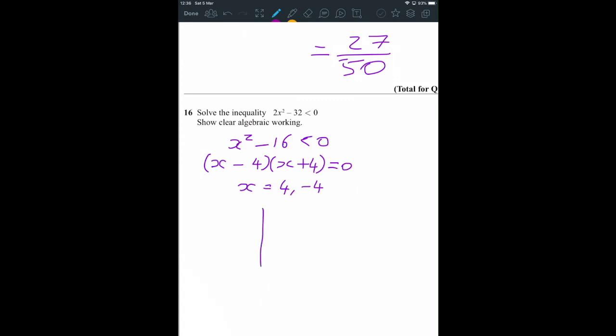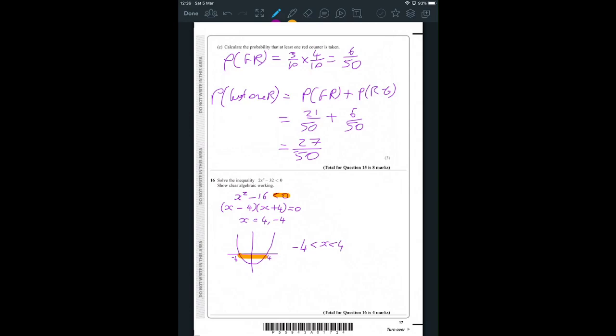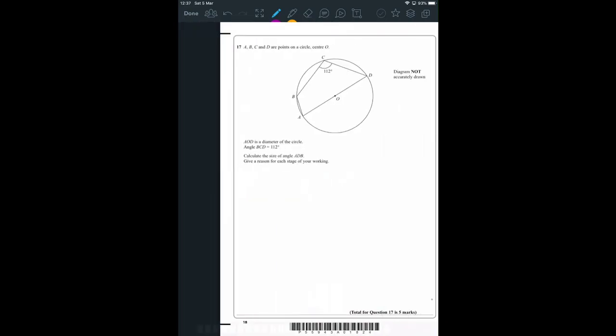And then look at the graph. So this is a quadratic, so it's a U shape that goes through -4 and 4. We want where this is less than 0. So we want the region of the graph where the curve is below the x-axis. So our solution is -4 < x < 4 to describe that highlighted region. You can do this without a sketch. I wouldn't ever advise it. It makes other things go wrong.